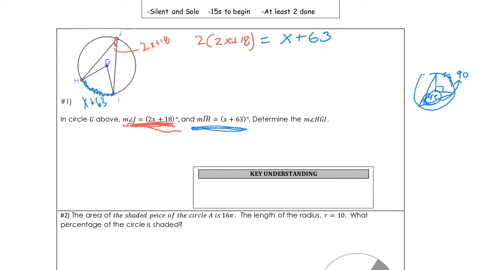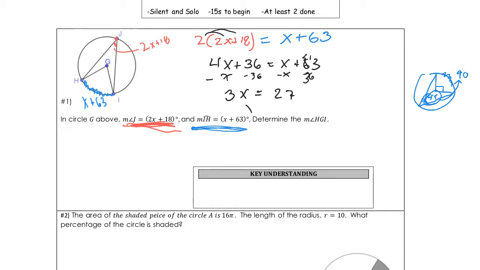Now I just got to solve this equation. So 2, got to distribute it. So we get 4x plus 36 equals x plus 63. I'm going to subtract x from both sides. 3x, I'm going to subtract 36 from both sides. So 3x equals 27. 63 minus 36 is 27. Divide by 3. 27 divided by 3 is 9.